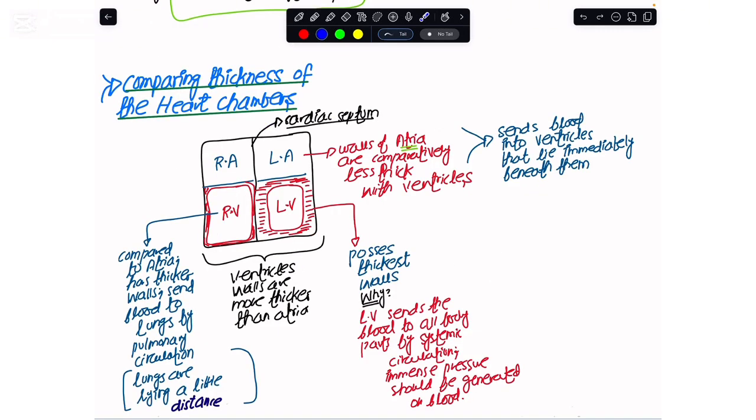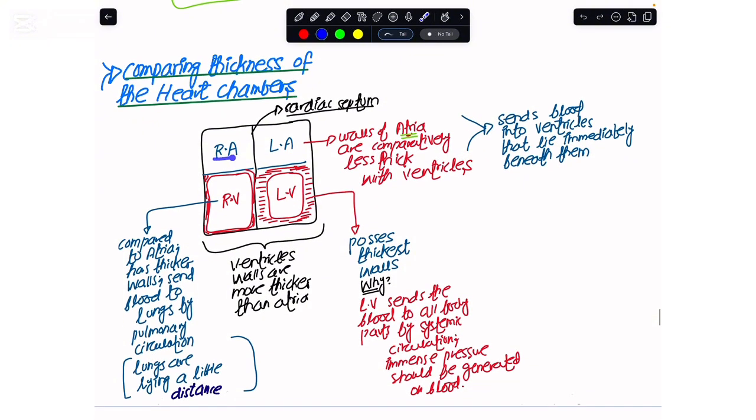Now we have to discuss the human heart. On the top the human heart has the atria, and on the lower side we have the ventricles, and there is a difference in thickness between the atria and the ventricles. If you look at the simplified diagram, the right atrium and the left atrium that I am showing you at the moment have less thickness compared to the ventricles on the lower side.